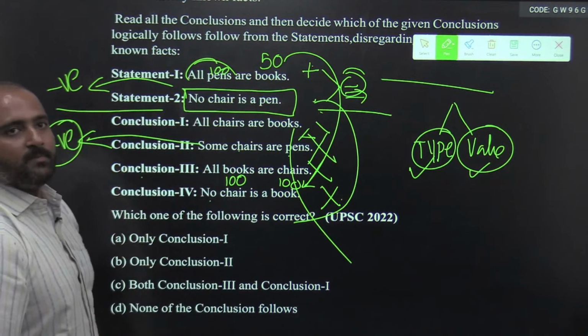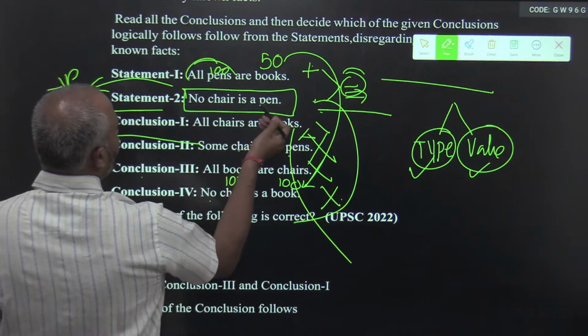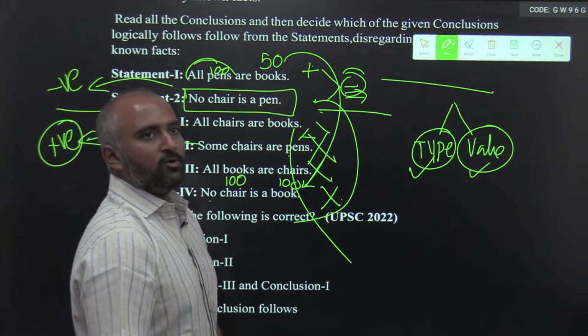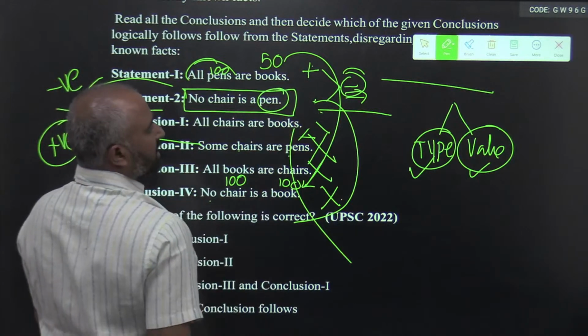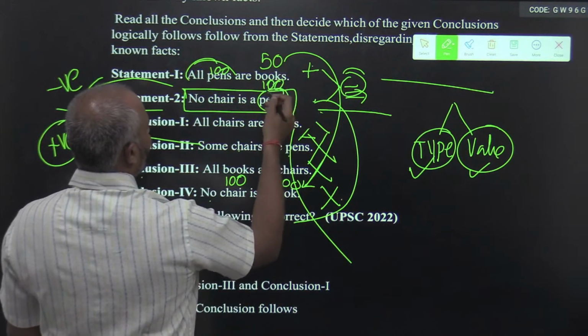What kind of a statement is this? This is a negative statement. What will be the value of the object in a negative statement? 100. That's why it is 100.